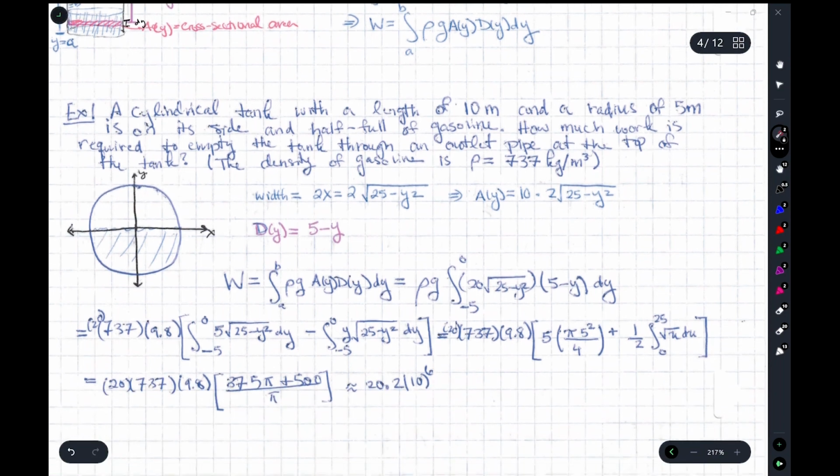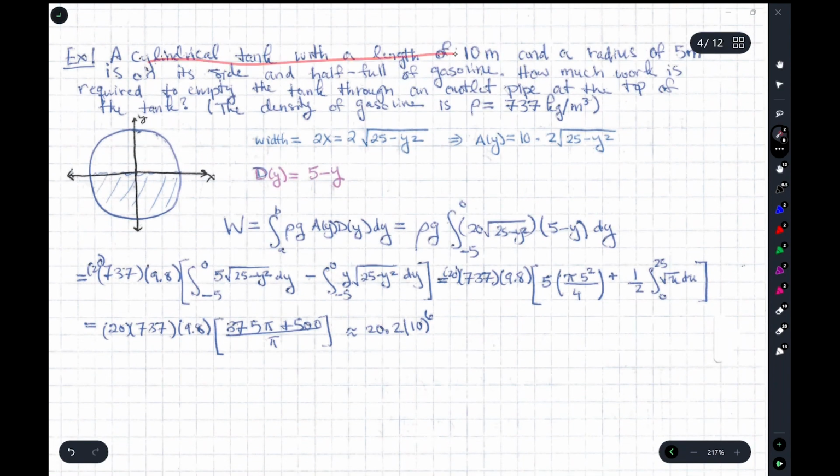So let's take a look at an example. A cylindrical tank with a length of 10 meters and a radius of 5 meters. So the length of this, if it's pulling back here, you could imagine it is 10 meters, and a radius of 5 meters, so that's just that radius there. It's on its side and half full of gasoline. That's where that half full is coming from. How much work is required to empty the tank through an outlet pipe at the top of the tank? So the top is going to be up here. The density of gasoline is 737 kilograms per meter cubed.